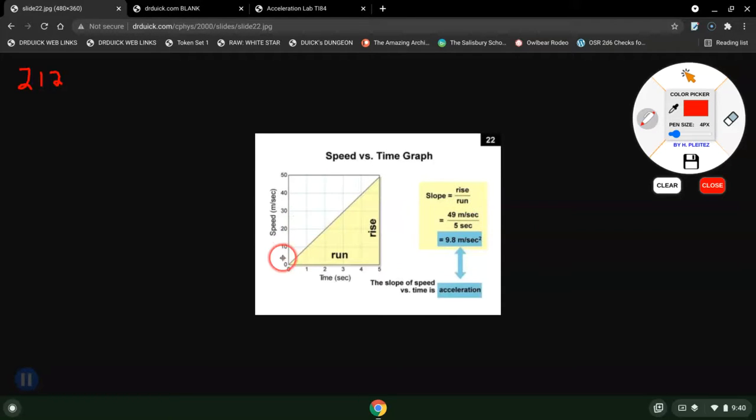And if the rise is in meters per second and the time below is seconds, you'll get meters per second squared, which is acceleration. And we're going to use this concept and the ticker timer to actually determine the acceleration of the ball falling using the ticker timer. So there's a couple of things we want to look at before we get started with this whole thing. Let's take a look at this first.